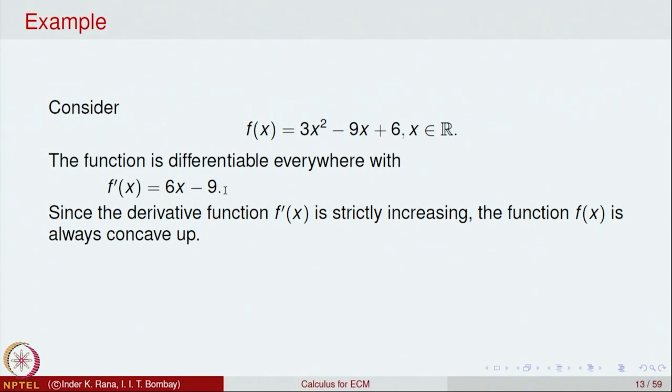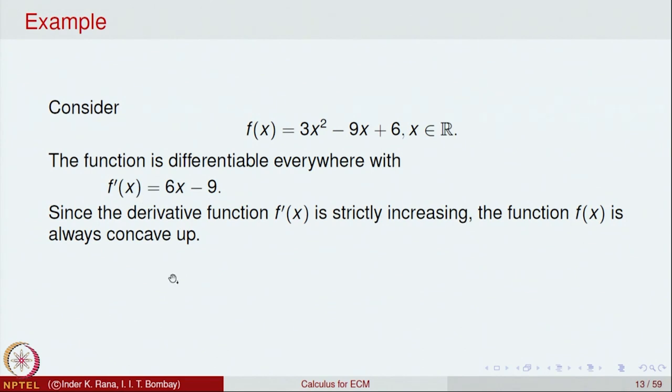Because it is a linear function, and for a linear function y equal to mx plus c, the slope is 6, which is positive. So whenever the slope is positive, the function is strictly increasing. That is one way of saying that this derivative function is strictly increasing. Or if you like, you can compute the derivative of this derivative function. So compute the second derivative. The second derivative f double dash of x is equal to 6, which is bigger than 0. So since the derivative of f dash is strictly bigger than 0, it is a strictly increasing function.